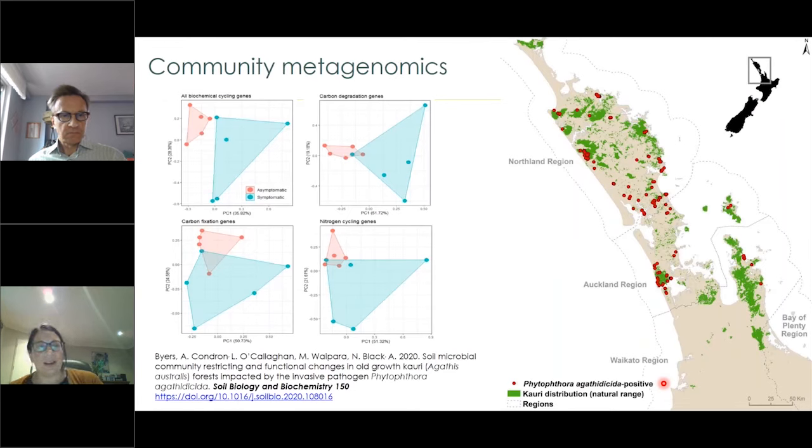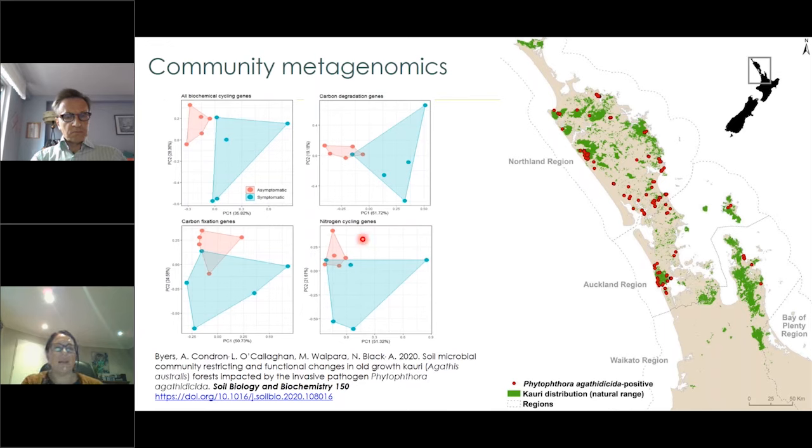I just wanted to introduce this. It's another paper, but it's also part of this bigger study. It's around the community metagenomics that we looked at in these particular sites. We went from comparing pine as a land use and Kauri as another land use, but we also looked at the differences in these communities between infected trees and non-infected trees. What we did find is that there was a significant difference in the biogeochemical cycling genes, particularly in the carbon degradation genes. So we find that in infected sites, we had completely different carbon degradation genes than we did at the uninfected sites. And the implications here are disturbing.